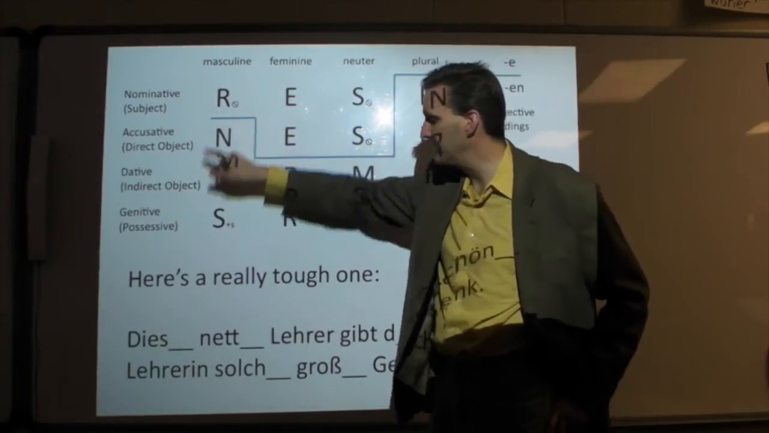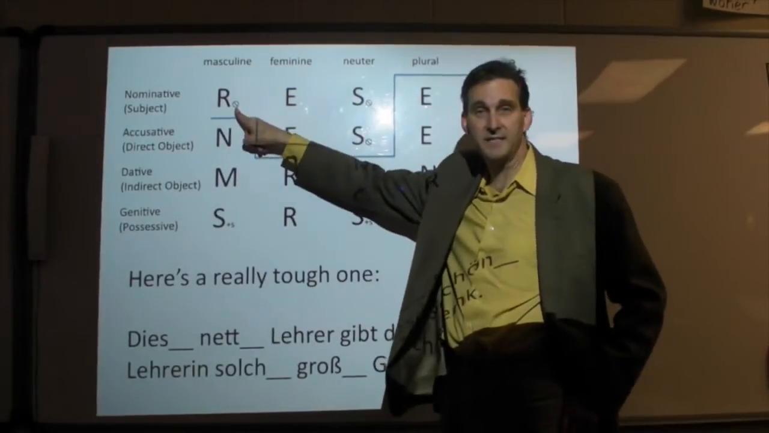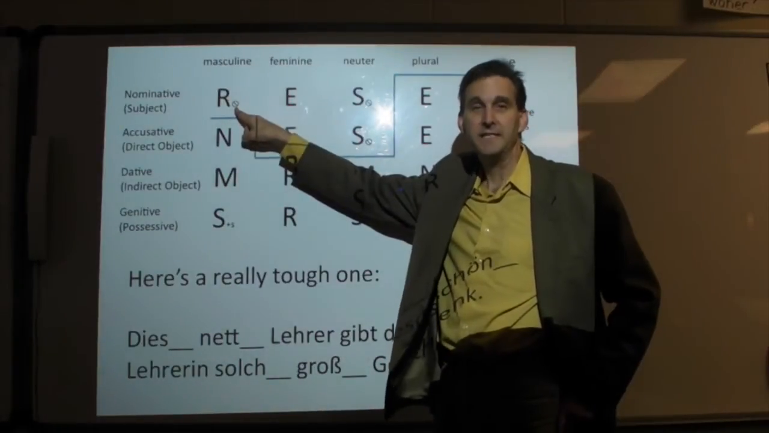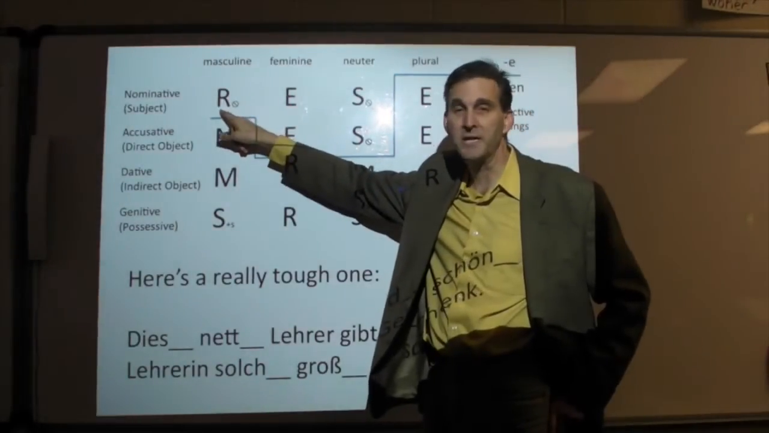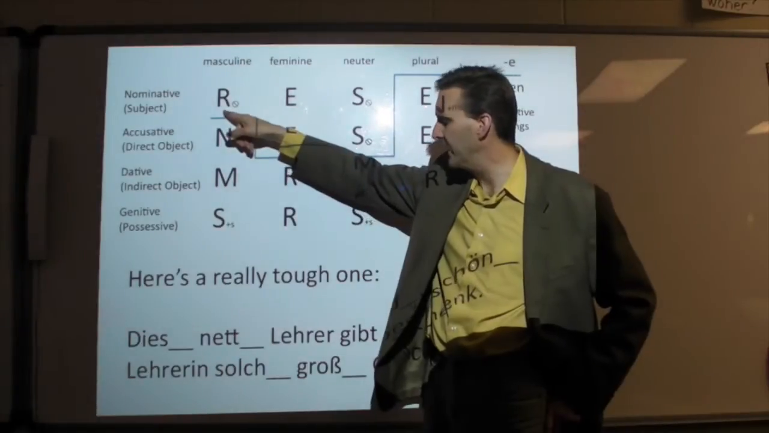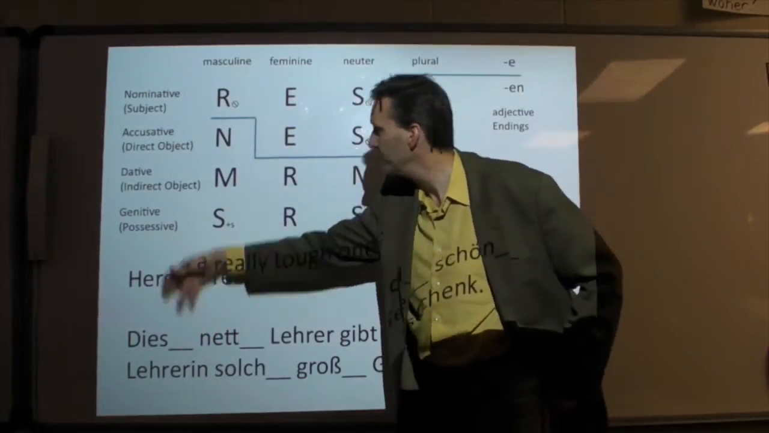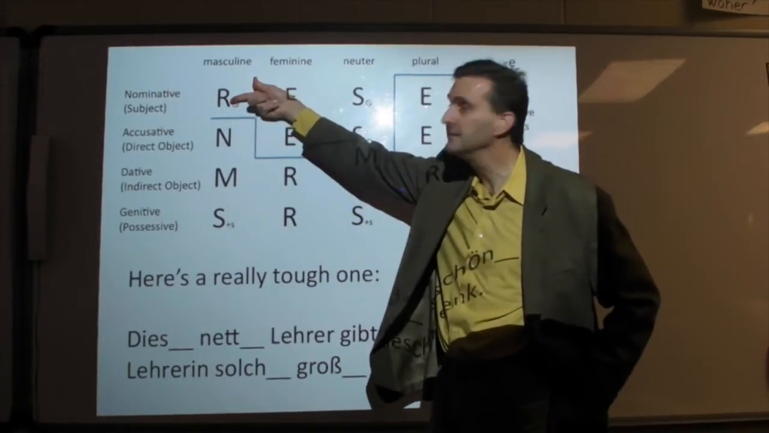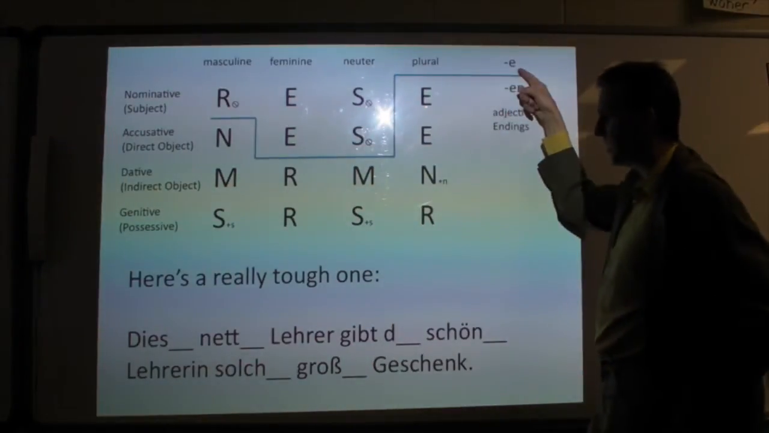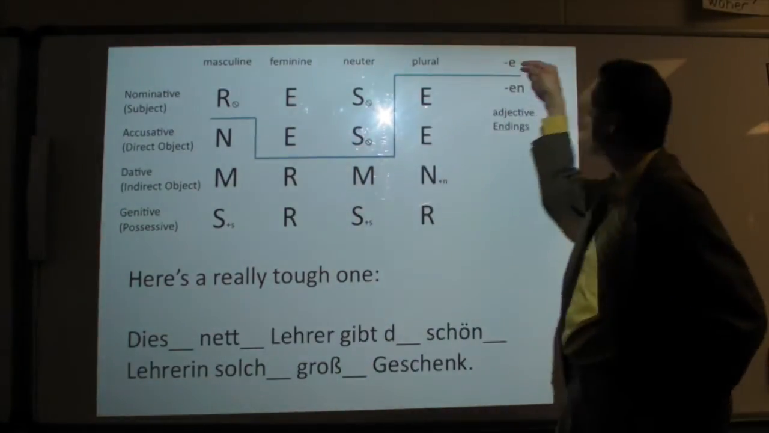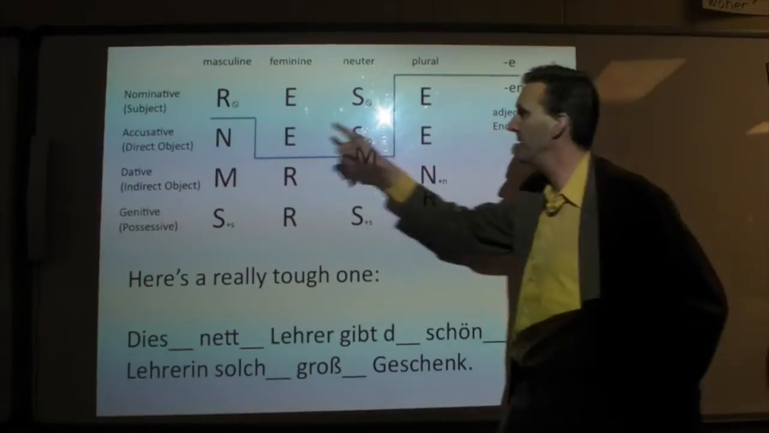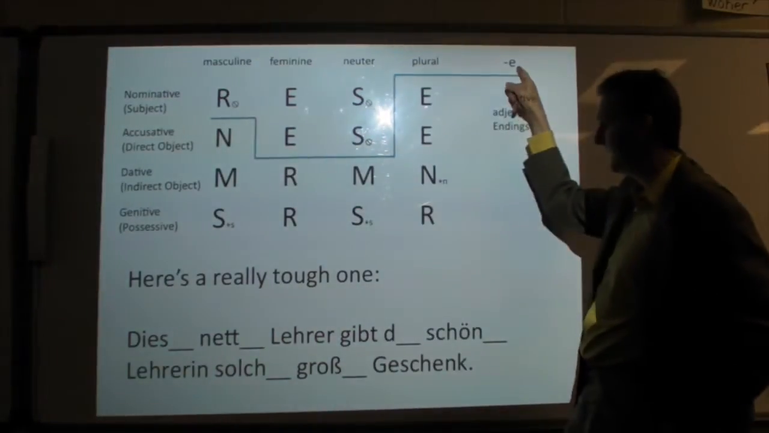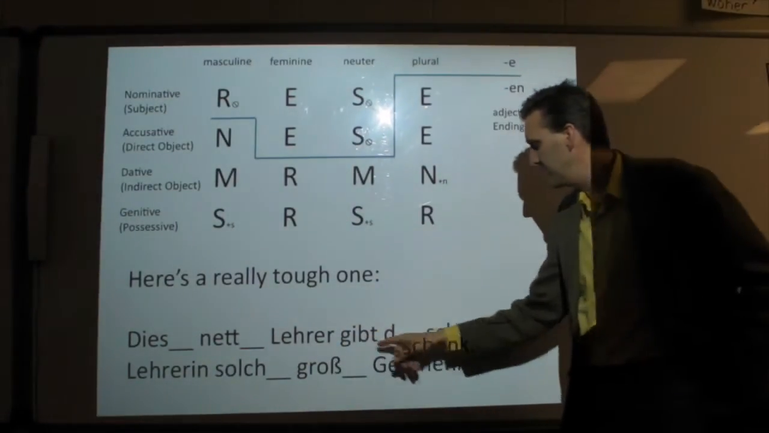There's an orphan sign. Does dies orphan its endings? Nope. Dies keeps the R, so we need the R. Only ein words orphan the endings. Okay, so we keep the R, dieser. Then is it above or below the line? Above the line. So nett here needs this E right here. So we have dieser nette Lehrer gibt.